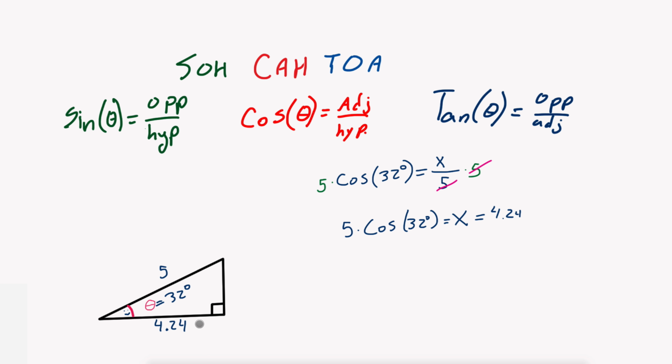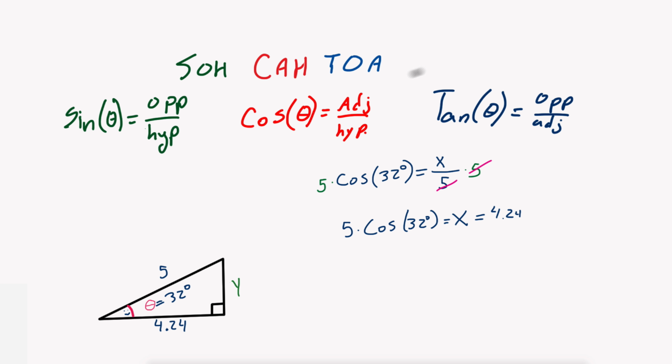That's how long it's going to be. All right, so what if instead of this side, the adjacent side, what if we needed to find out what y is? So I'm going to go ahead and change colors. So what if we wanted to find out y? We're trying to find out what y is. Well, in order to find y, we need to use a different one.